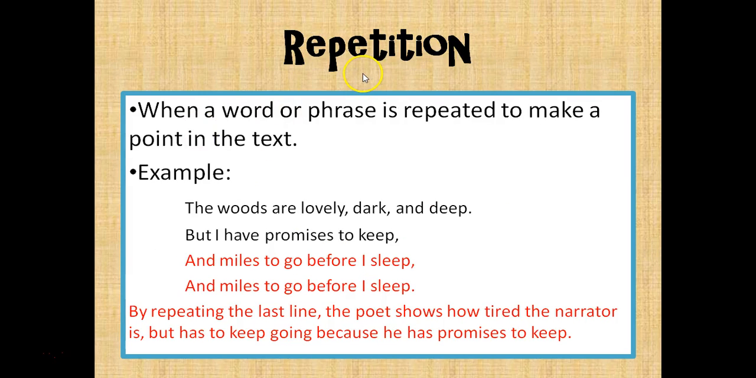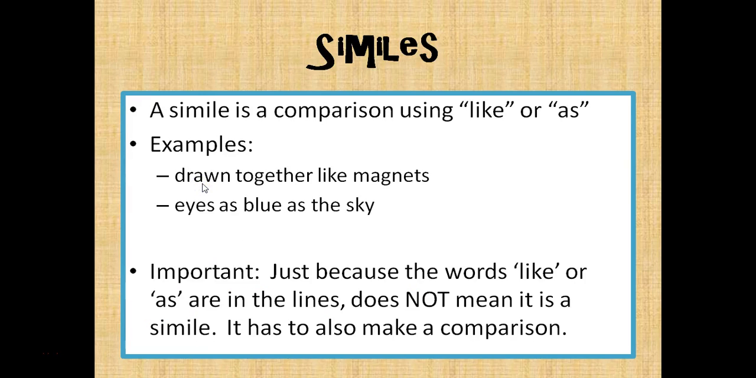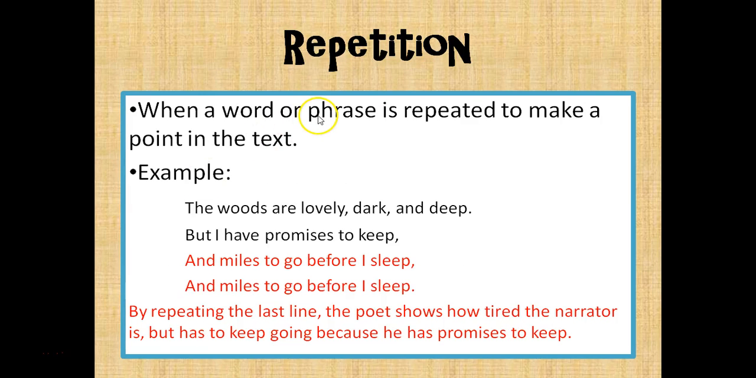Okay, let's talk about repetition. When a word or phrase is repeated to make a point in the text, that's what repetition is. So this could happen in prose. It could also happen in poetry and in drama as well. An example is the poem that we looked at on Friday.